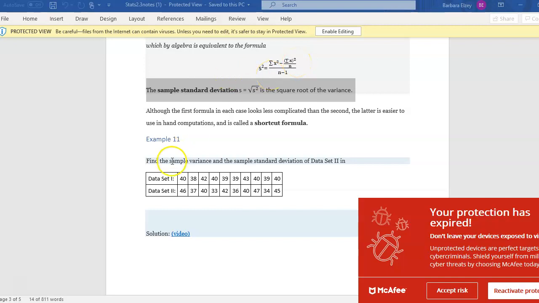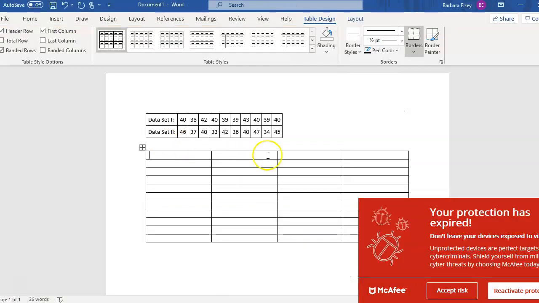To do that, I have transferred this data to another page. So let me go over there. We're only dealing with data set 2, and I made too many columns here, but that's okay. In my first column, I am going to put all of the items that are in data set 2. So 46, 37, 40, and we'll just go straight down in that fashion, putting all the data into their columns. And of course, you can do this on paper as well.